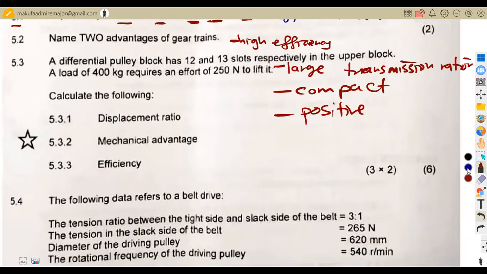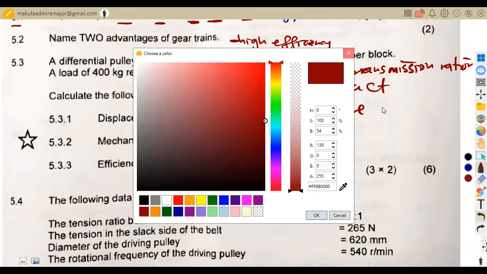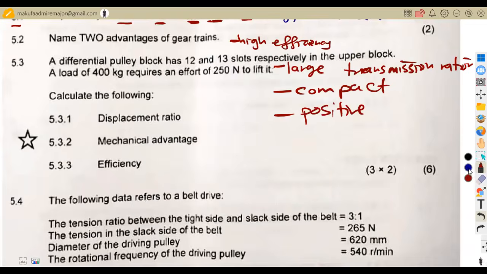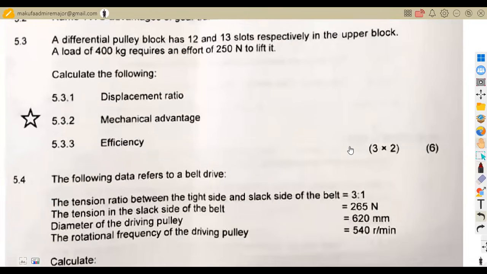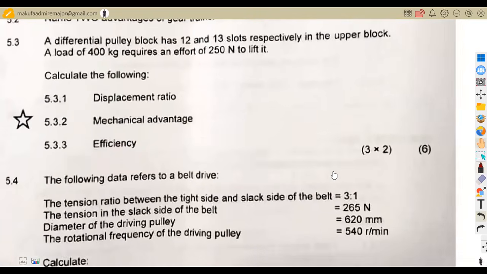That's okay. Let me change this one. A positive drive. Oh, okay. I clicked a lot of times. Sorry for that, guys. All right. So there we have a positive drive. So these are some of the parts that you can consider on the advantages of using the gear trains in this case.